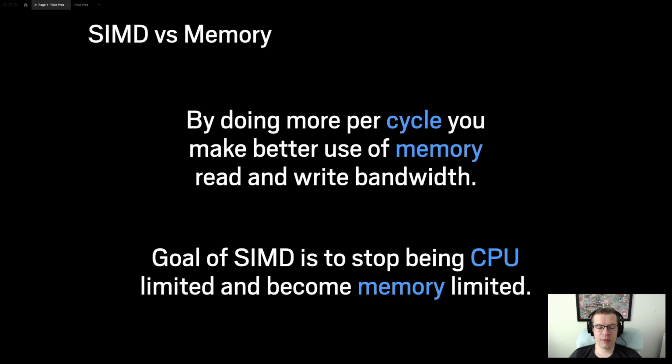So, SIMD versus memory. That's the big thing with SIMD: you're trying to do more efficient memory reads and writes. By doing more per cycle, you can make better use of the memory read and write bandwidth. That is basically what you're striving towards. When you use SIMD, you're trying to eliminate all the wait time in the CPU and go as fast as the memory will allow you to go. That's what we try to do with all of our SIMD operations: stop being CPU bound and become memory bound.